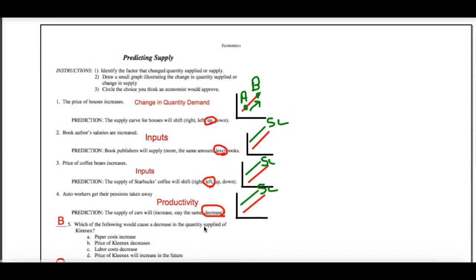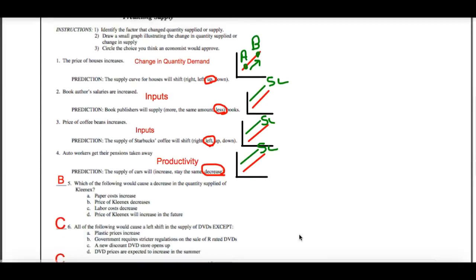And then for the multiple choice, number 5 says, which of the following would cause a decrease in the quantity supplied of Kleenex? B would be the correct answer because B is the only one that's talking about the price of Kleenex. Remember, in order for it to be a change in quantity supplied, you have to talk about the price of the product you're talking about the supply for.